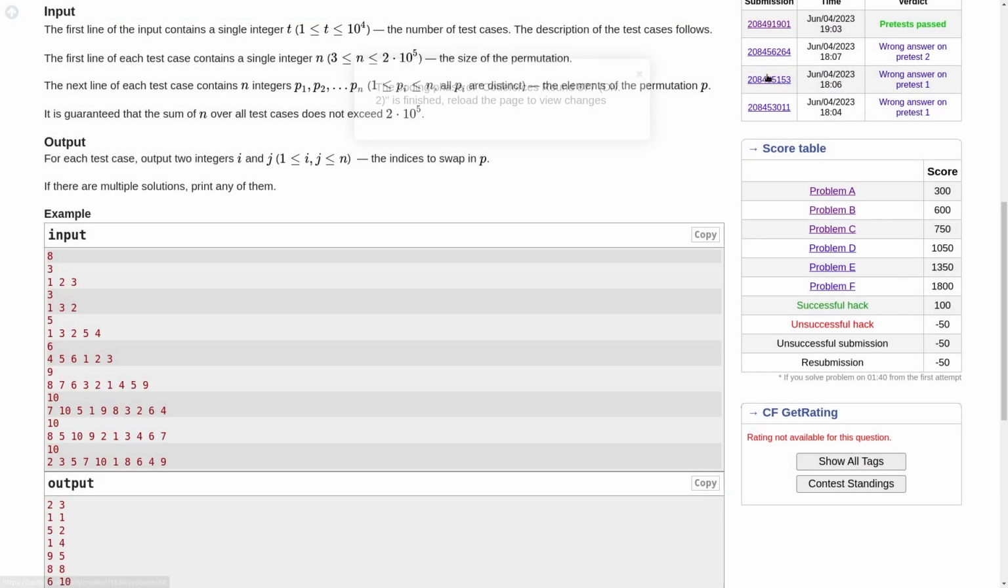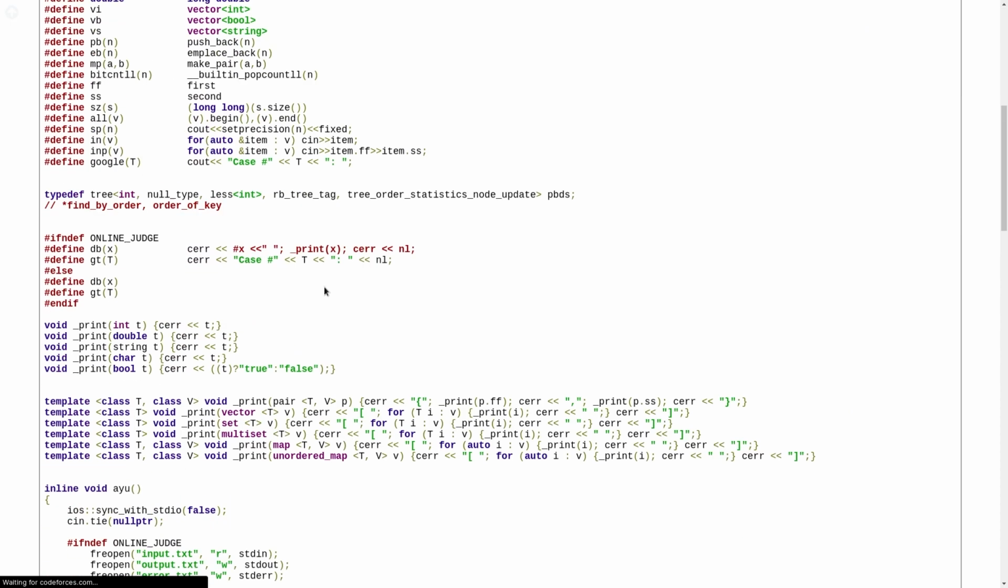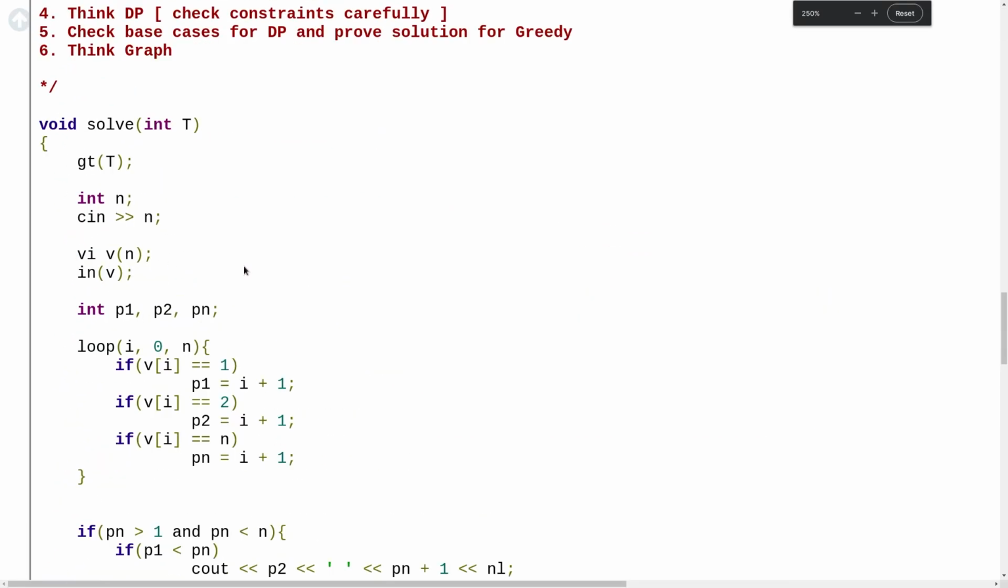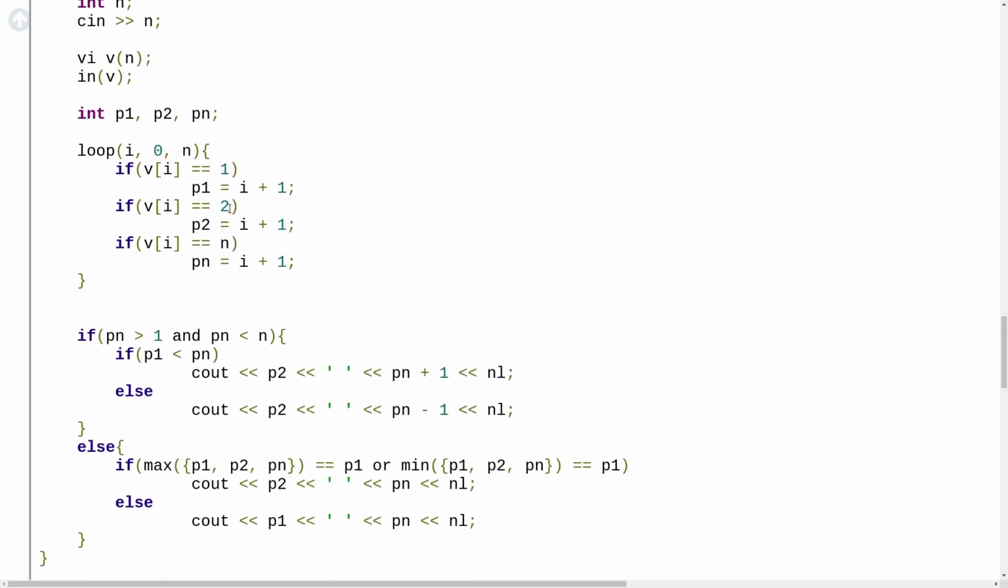So let me just show you my submission, how I did it during the contest. So first of all, I have taken the indexes of P1, P2 and Pn. So P1 will be the index of 1, P2 will be the index of 2, and Pn will be the index of variable n. So if Pn is greater than 1 and Pn is less than n, that means the value n is present somewhere between the array. It is not present at the end, right?